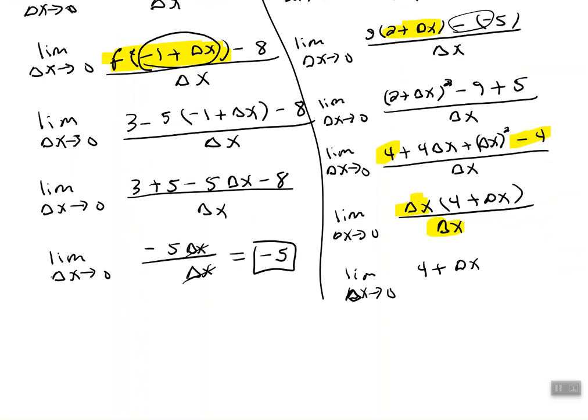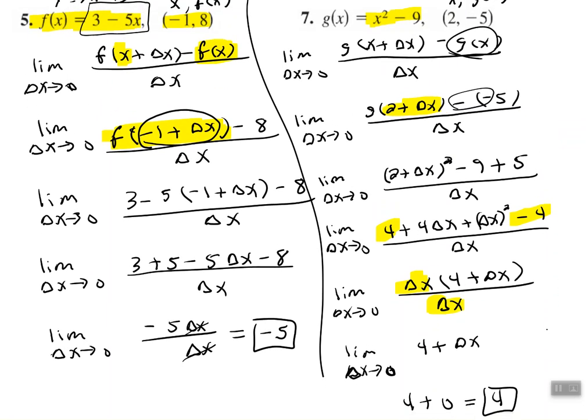delta x approaches 0. So going back to using our limit rule, the next thing we would try to do is to substitute. So I'm going to replace the delta x with 0, since we're finding the limit as delta x approaches 0. So 4 plus 0 equals 4.